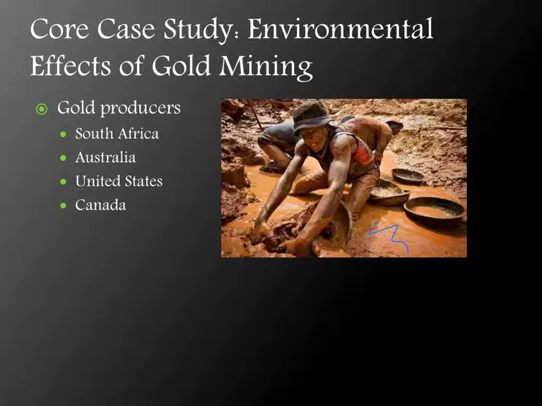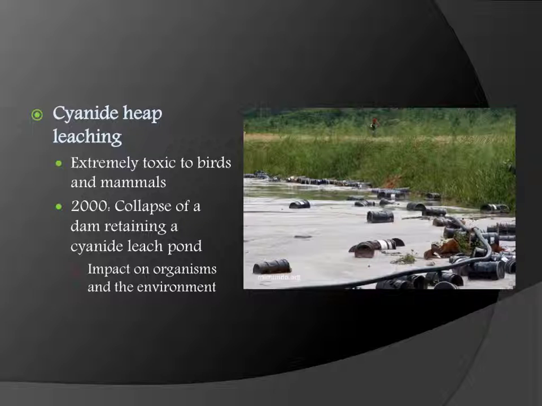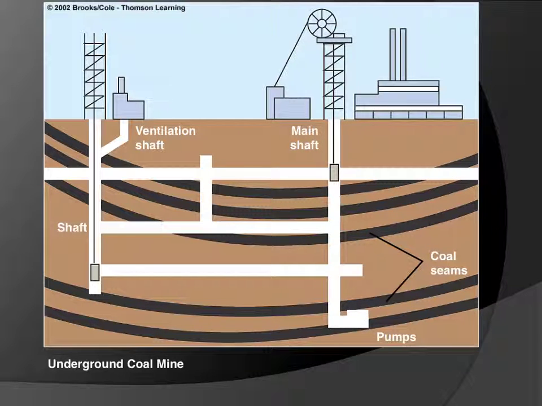There's actually a case study not long ago in Colorado where cyanide contributed to watershed contamination in those poor Colorado lakes. So here's the cyanide heap leaching, just a little bit more information about it, and you can see how terribly that is affected. The United States actually has really good laws on this, but other nations not so much. Extremely toxic to birds and mammals. In 2000, the collapse of a dam retaining a cyanide leach occurred, and that was out in Colorado, and it had huge impacts on organisms.